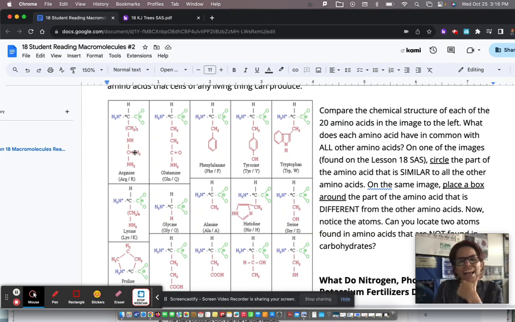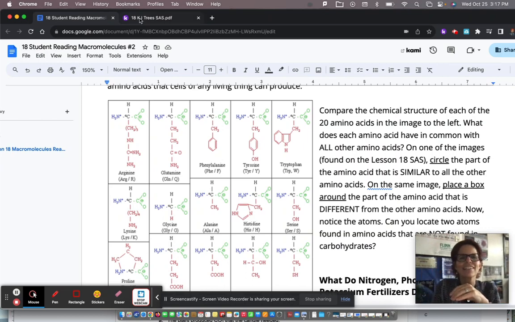But wait a minute, the red sections, those aren't the same. Those are all different. So it looks like the blue, black, and green are the same in all amino acids. And the part of every amino acid that's a little bit different, that's these red sections. And KJ, in our notes, you called the red sections R groups. That's the part of every amino acid that's different.